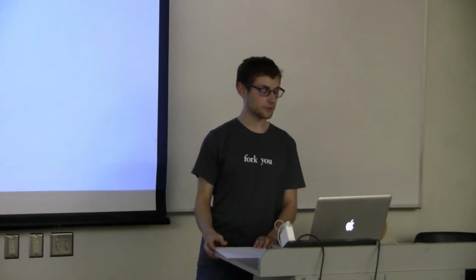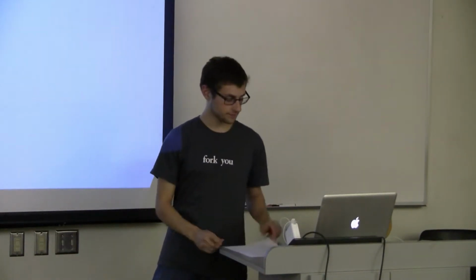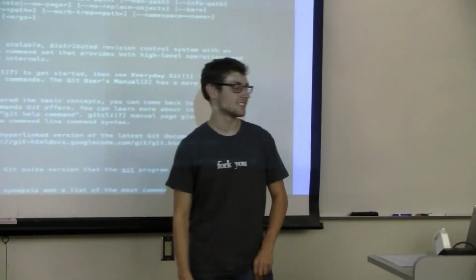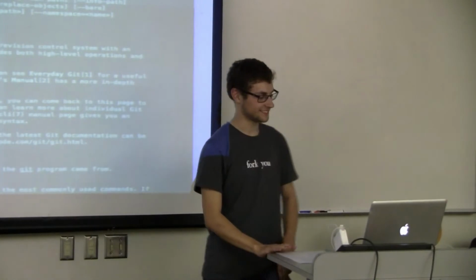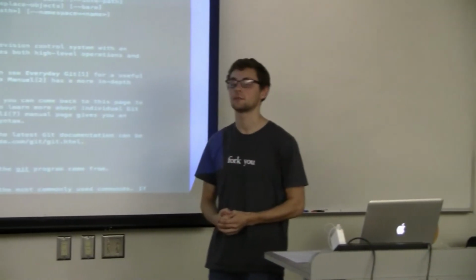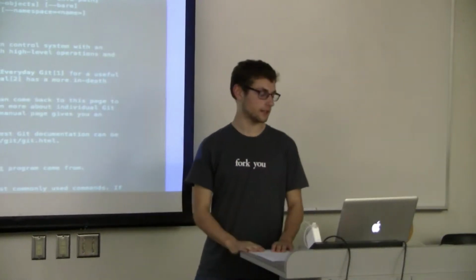So, without further ado, what is Git? Git, according to its man page, is the stupid content tracker. You guys can thank Linus Torvalds for that one. He's a wonderful man. But what is Git really? Git is a distributed version control system that you use to version your code. But it's a little bit more than that.